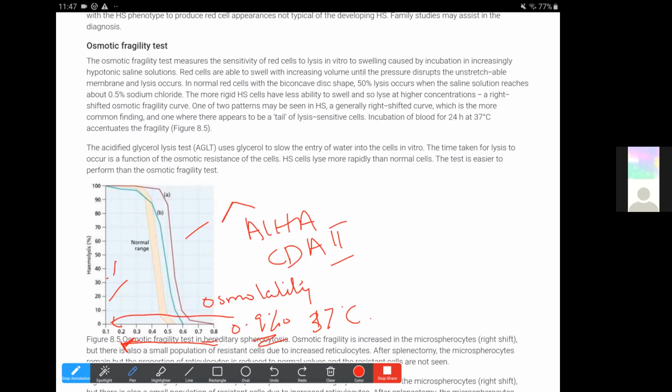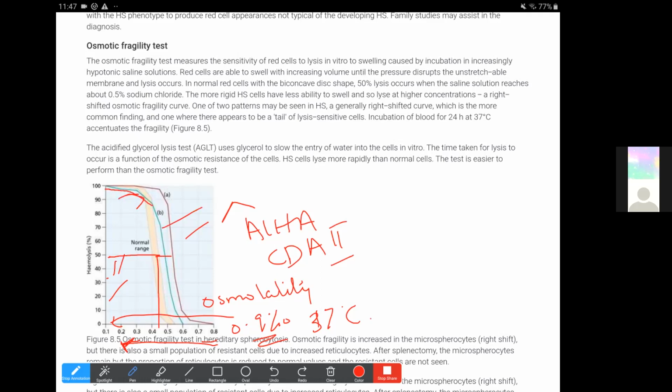And then this hemolysis occurs, and it is measured with 50% hemolysis taken as a benchmark. For normal, it is mostly 0.45 to 0.5. And then for hereditary spherocytosis, we have two forms of the curve. One is the one in which there will be a tail of resistant cells.